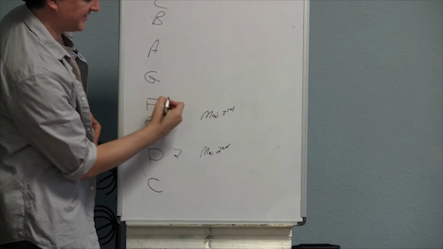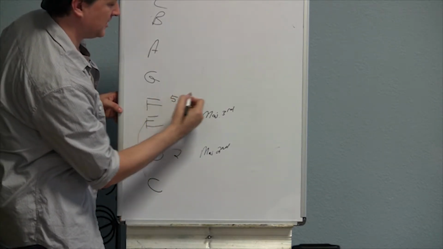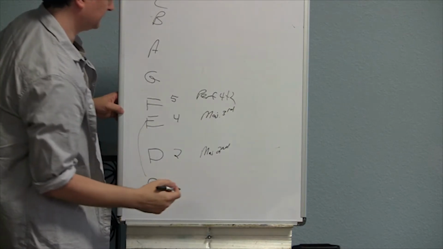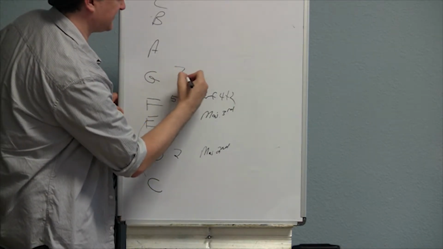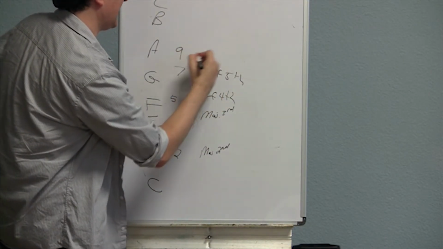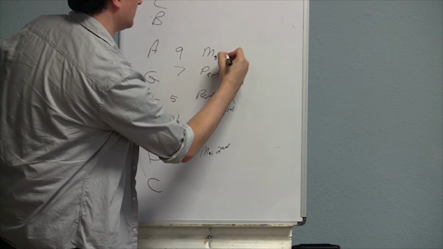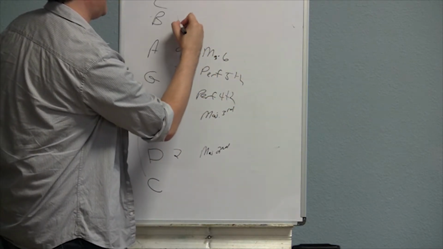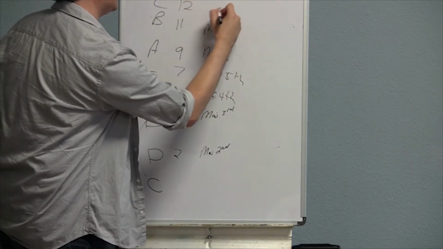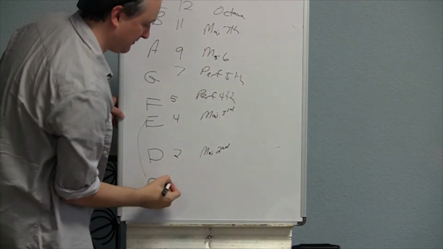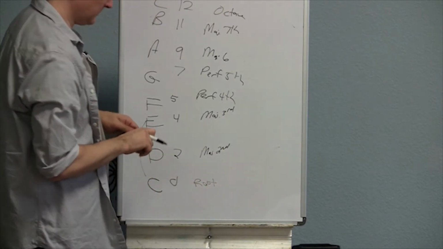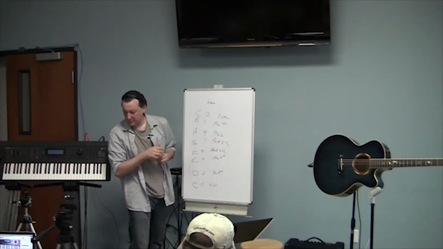So from C up to F is now only 5 1/2 steps. We call that a perfect 4th. From C up to G is 7 1/2 steps. We call this a perfect 5th. 9 1/2 steps is a major 6th. 11 1/2 steps is a major 7th. 12 1/2 steps is an octave. And I, of course, left out at the bottom 0, which is a root. With me so far? So these are the diatonic intervals that we've been looking at.